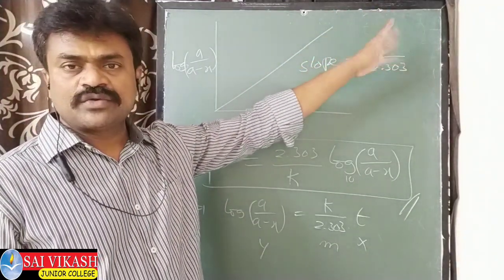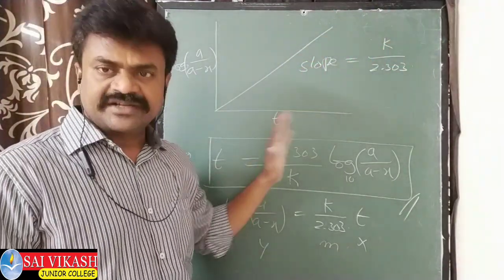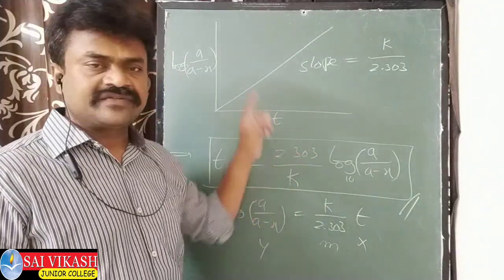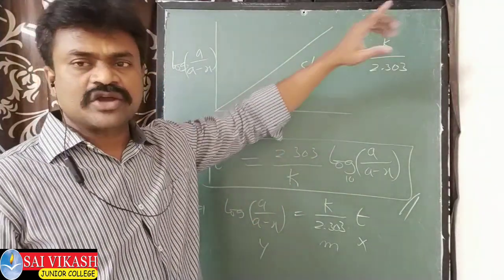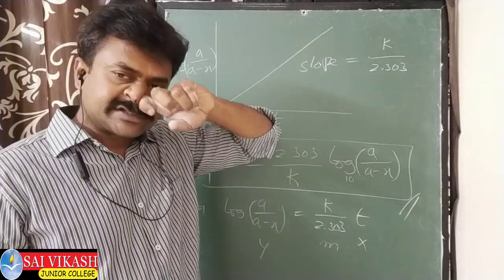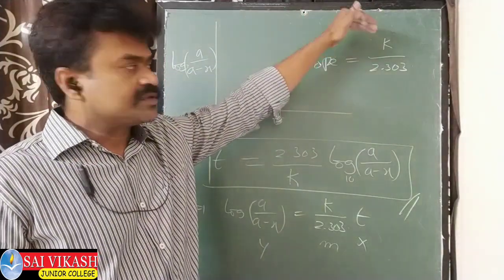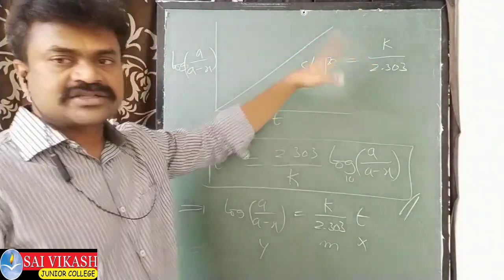So how to find out k? You will get it in the numericals. If they ask for the slope, k you have to find out. In some questions, k is also given. So if you substitute k, you will get the slope value.